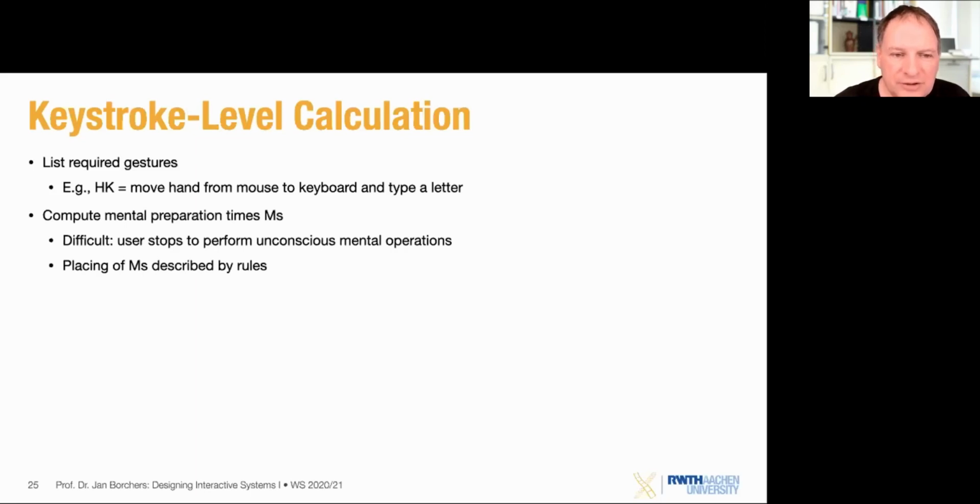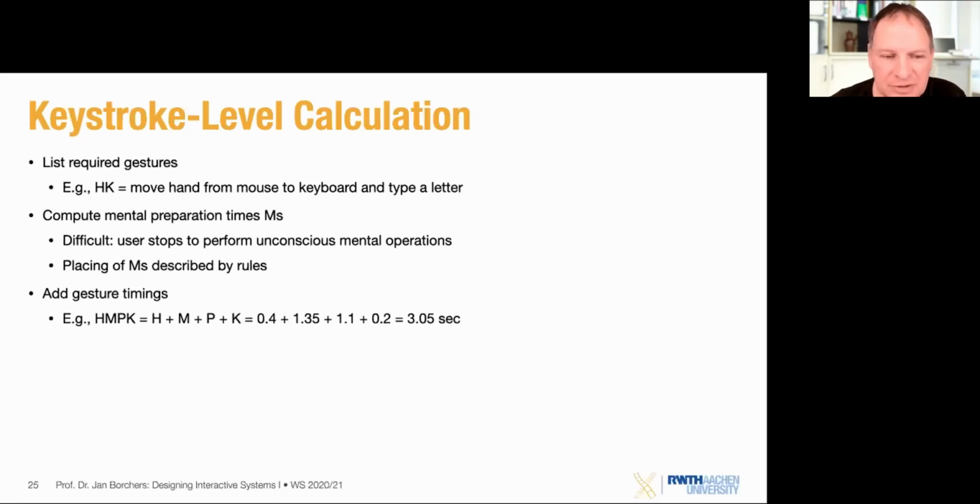Because it's difficult to place these, because we do this unconsciously, there are rules that are a little involved and a little weird. So bear with me while I explain these. How you place these M's, these mental preparation operators, because we're going to actually flood our sequence with M's, and then we're going to remove certain M's again to clean up the list. It's a little bit backwards, but this is how it works. And then after you've placed your M's, you add the timings of each gesture.